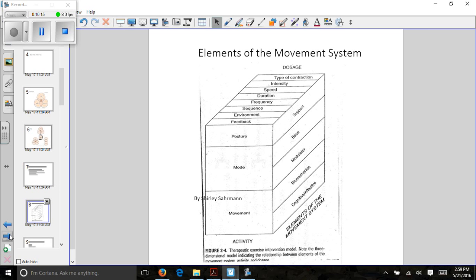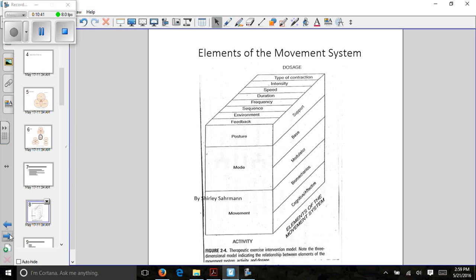Shirley Sahrmann has a great model, and now physical therapy is trying to adapt the movement system, just like there's every other system in the body: the cardiovascular system, respiratory system, integumentary system. We're trying to say that we are experts in the movement system. This is a new idea that's coming out in physical therapy. There's several articles on it.